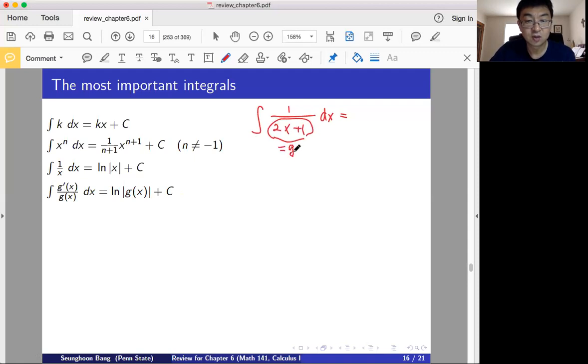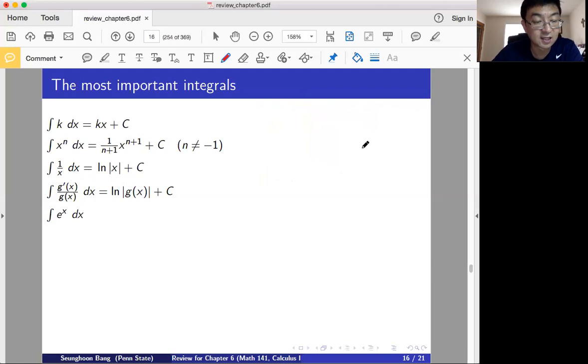this is g of x. What is g prime of x? The 2x plus 1 prime is 2, but the numerator is 1. How can you change g prime of x? Change it to 2. How can you do that? Multiply by 2, divide by 2. So we have 1 over 2, ln of the absolute value of 2x plus 1 plus c. So really be careful. This is the idea. Is it right? Here, be careful.